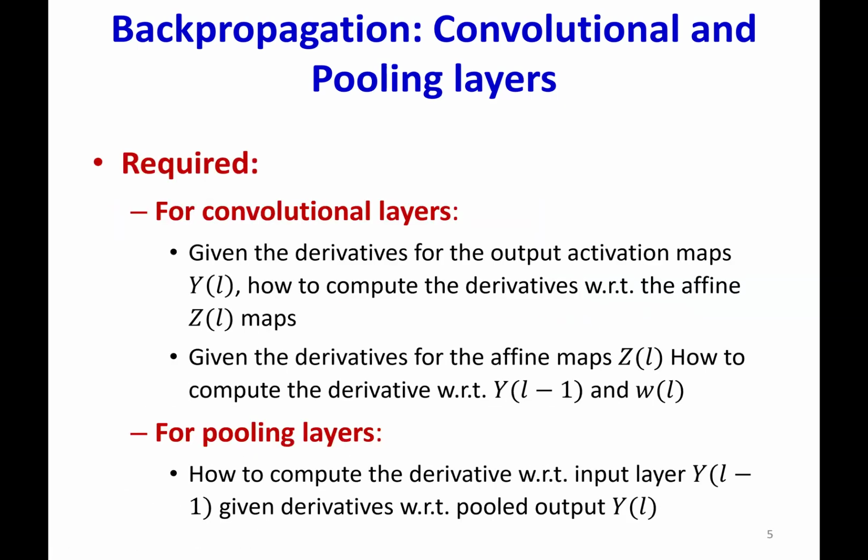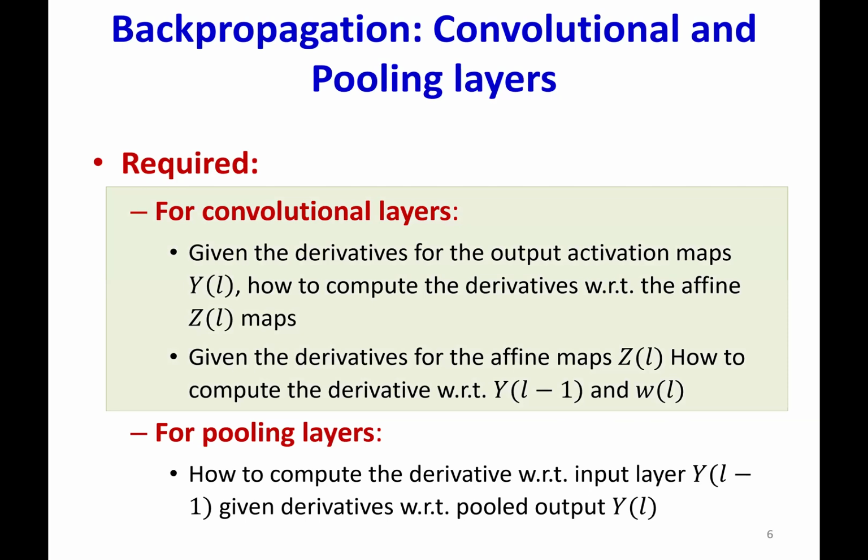of the pooling layers. So here's what we needed. At each layer, if this was a convolutional layer, given the derivatives for the output activation maps Y_L, where L represents the layer, we would first need to figure out how to compute the derivatives with respect to the affine map Z_L. And then given the derivative for the affine maps Z_L, we would have to compute the derivatives with respect to Y_{L-1}, which is the output maps of the previous layer, and also the derivatives with respect to W_L, which are the filters that were applied to Y_{L-1} to give us Z_L. For the pooling layers, given the derivatives with respect to an output Y_L, we had to compute the derivatives with respect to the input Y_{L-1} to the pooling layer.